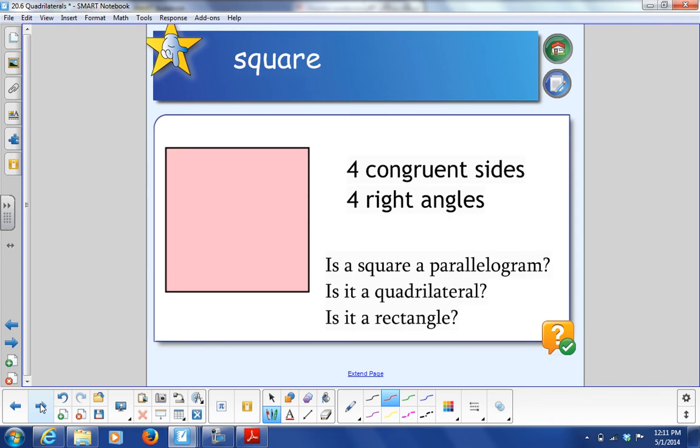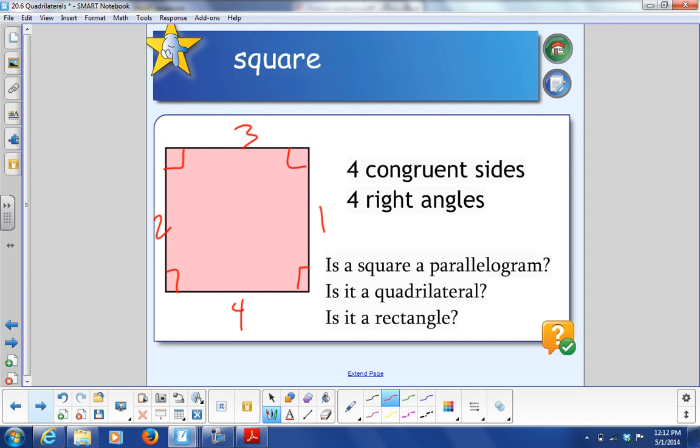Alright, square. You guys should know squares. Four congruent sides. So this side is the same as this side, is the same as this side, is the same as this side. Okay, and four right angles. All four sides are equal in measure. All four angles are equal in measure.